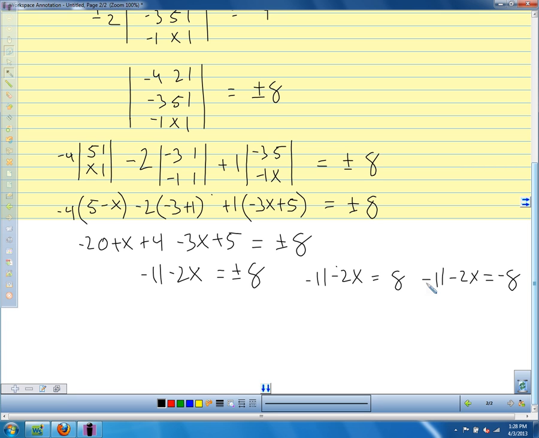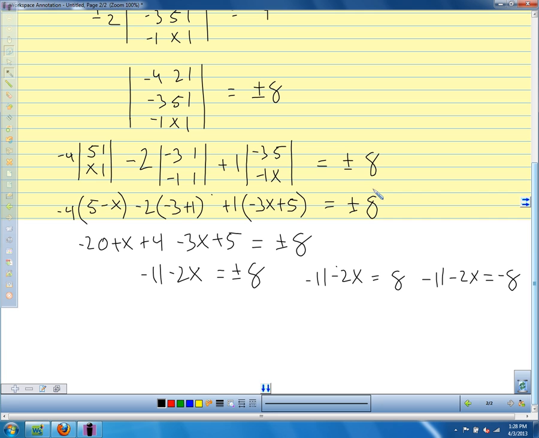So that's how we would do number 24 and number 26 from the homework, finding this value of x by finding these determinants. Any questions on how I found that determinant of that 3 by 3 matrix?